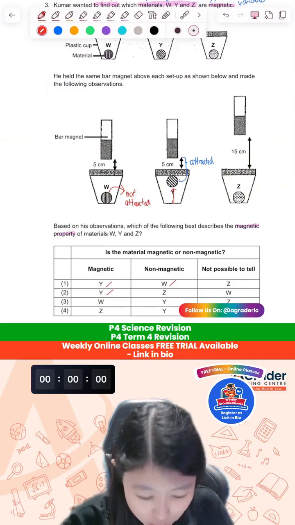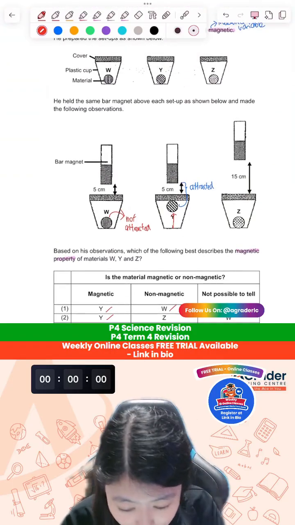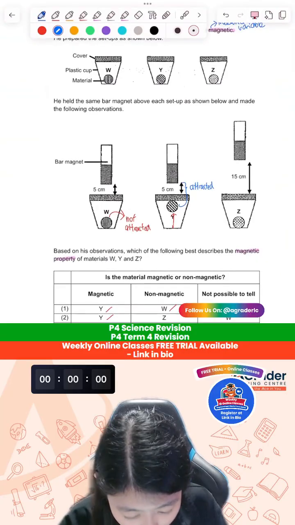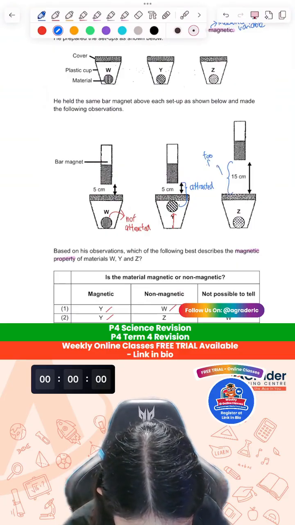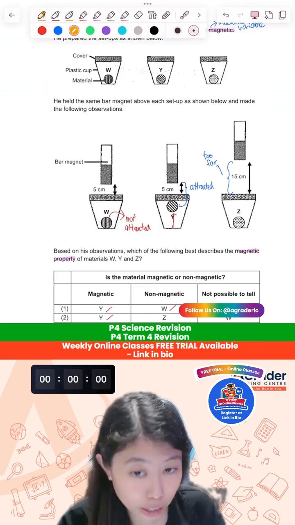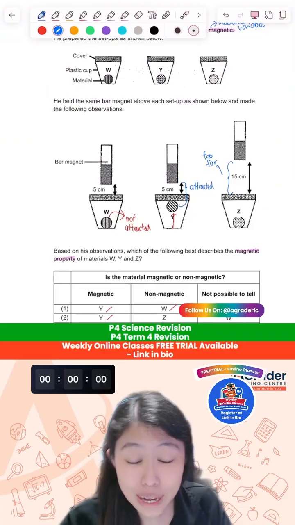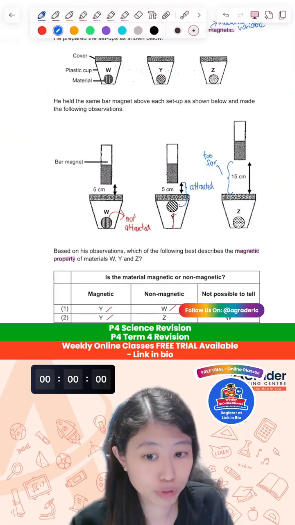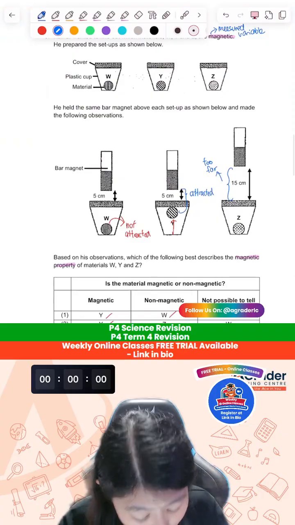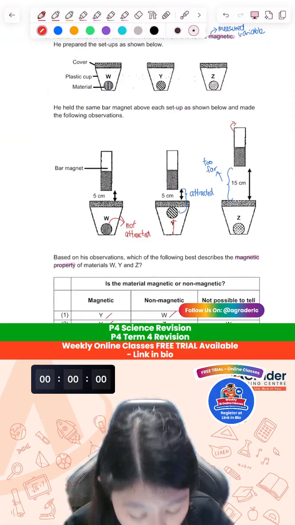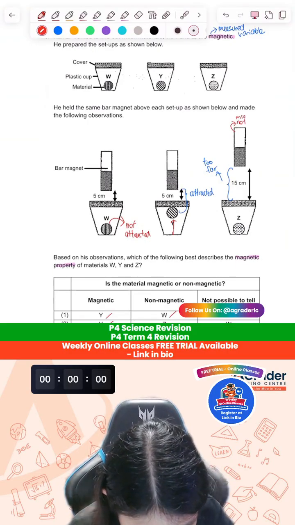All right. So for Z, why it is not possible to tell is because it is too far. The distance changed, it becomes too far. It's not possible to tell because the magnet might not be strong enough to attract Z, because the distance that it is placed at is too far away from Z. So take note over here, it might be not strong enough.